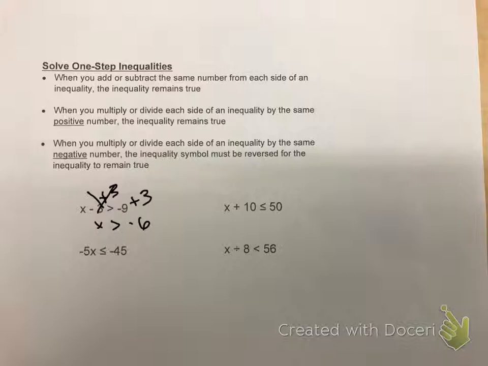Next example, x plus 10 is less than or equal to 50. We have addition in the problem, so we've got to subtract. We're subtracting 10 from both sides. That makes that 0. So we're left with x is less than or equal to 40. Let's clean that up just a little bit.